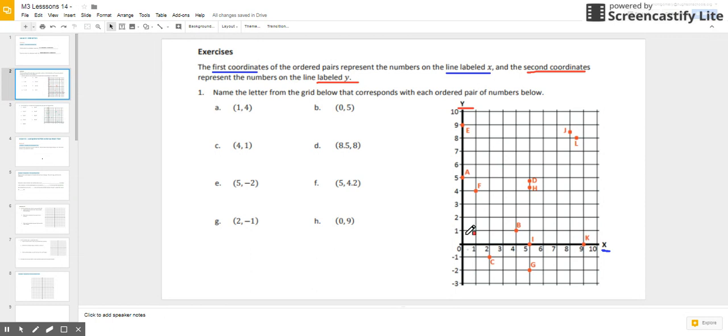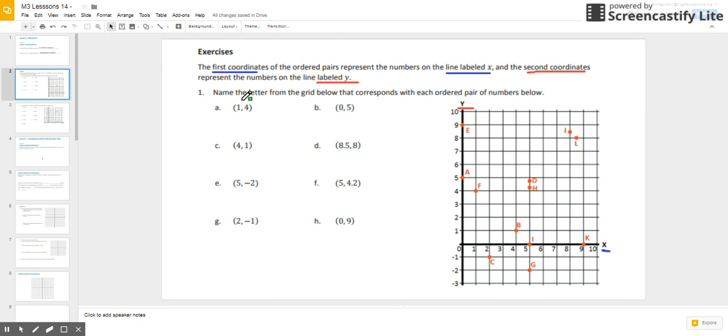All right, so let's look at what they're giving us and what they want us to do. It says, name the letter from the grid below that corresponds with each of the ordered pairs of numbers below. So they're going to give us an ordered pair here, and they want us to find the letter that goes with it. So let's go over a few of them together. I'm asking you to try to find some on your own.